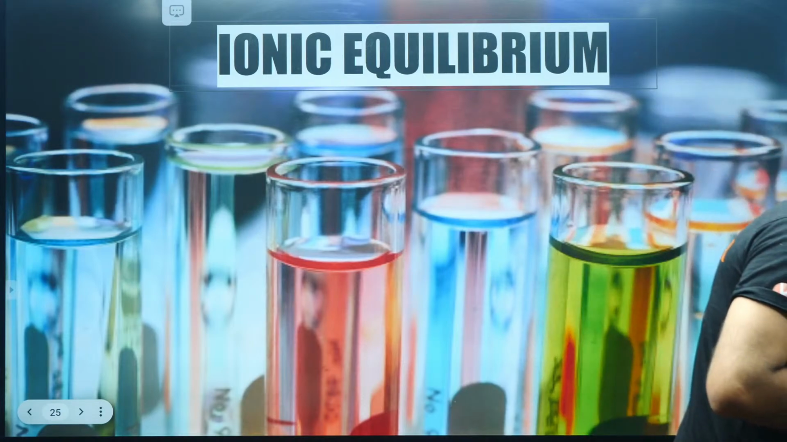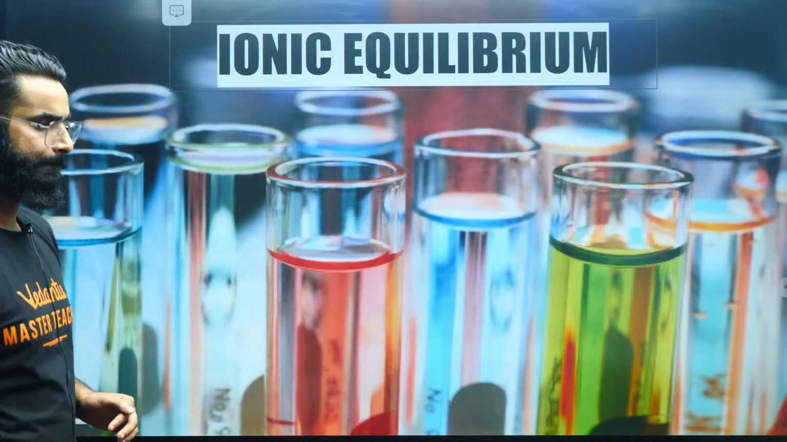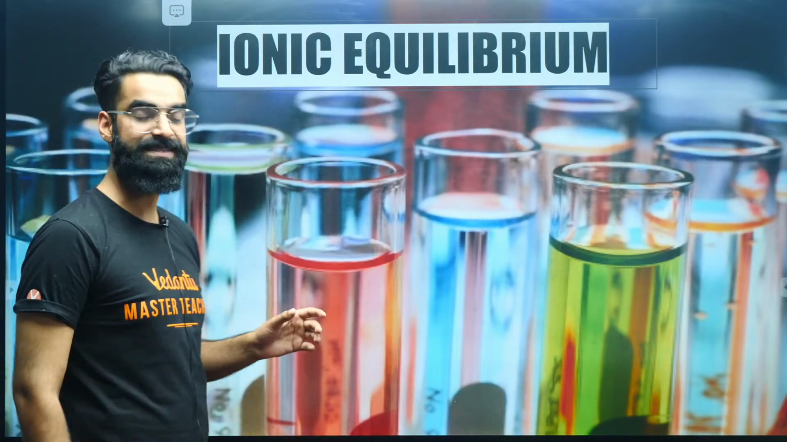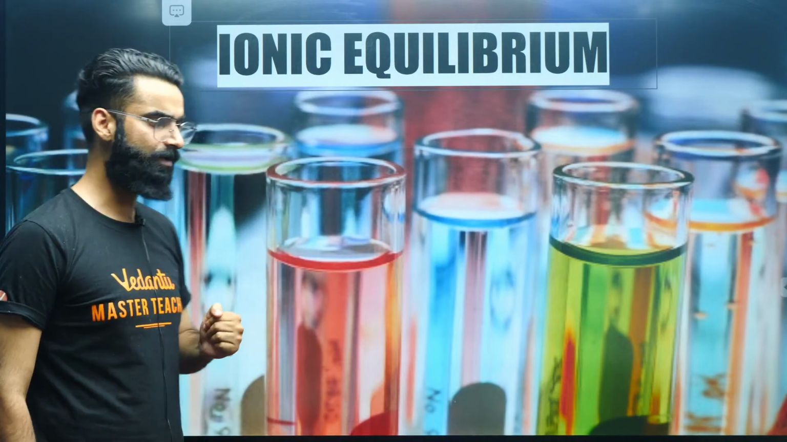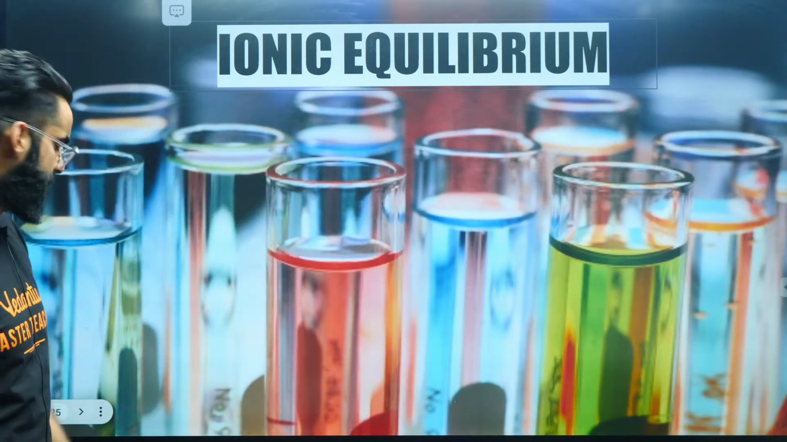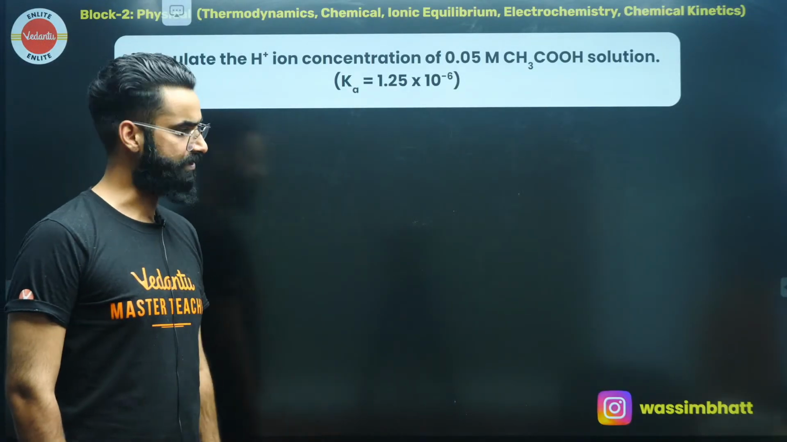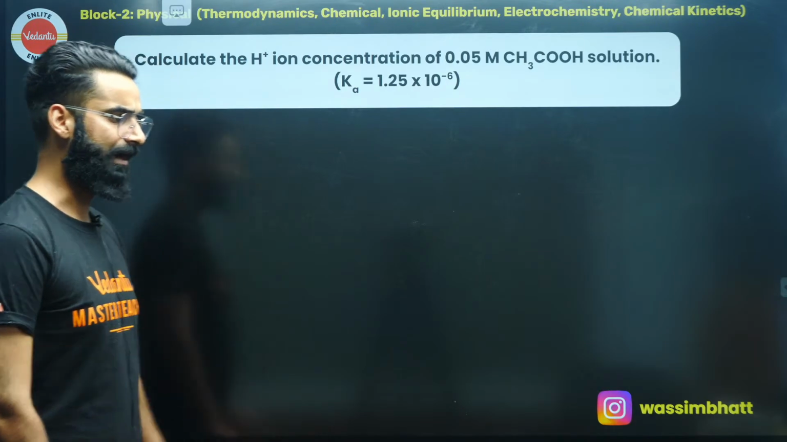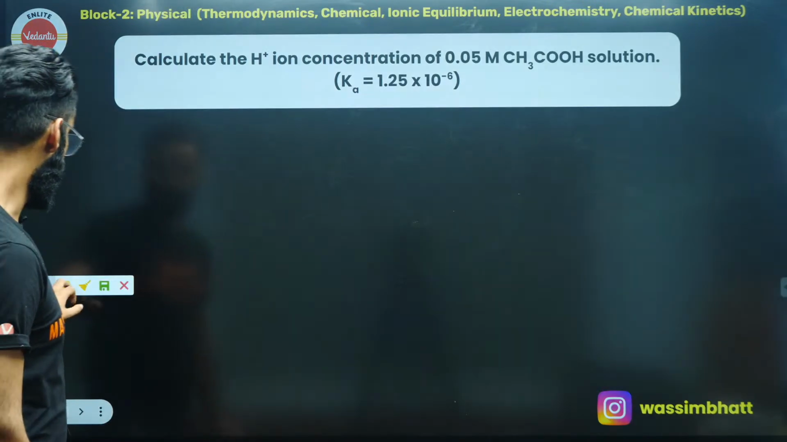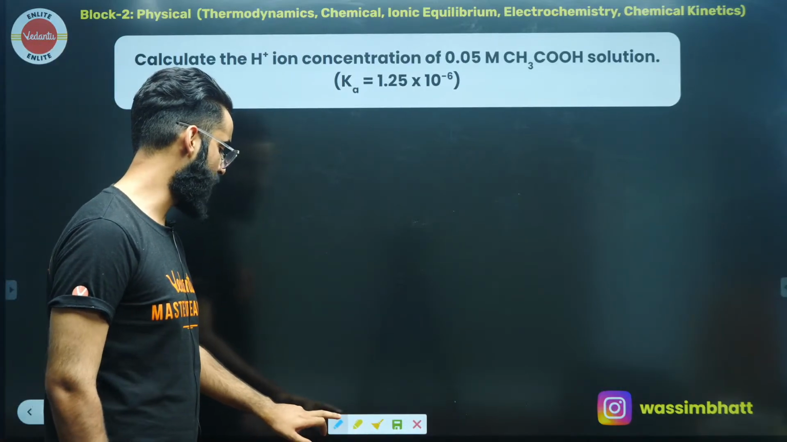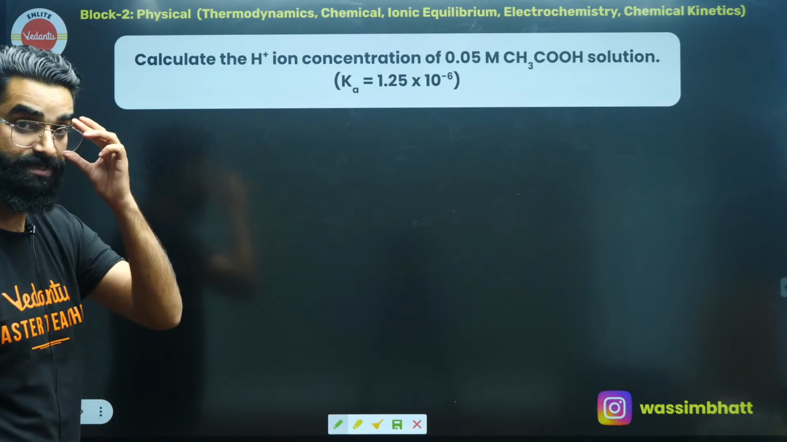All right, guys. So let's get started with the concepts of ionic equilibrium, and let's see what kind of questions can be asked out of this particular chapter, right? One by one, we are going to make them clear. The first and very simple question is on your screen. Let's give it a try and see how we solve this sort of problem. The question says, calculate the H+ ion concentration of 0.05 molar CH3COOH solution.